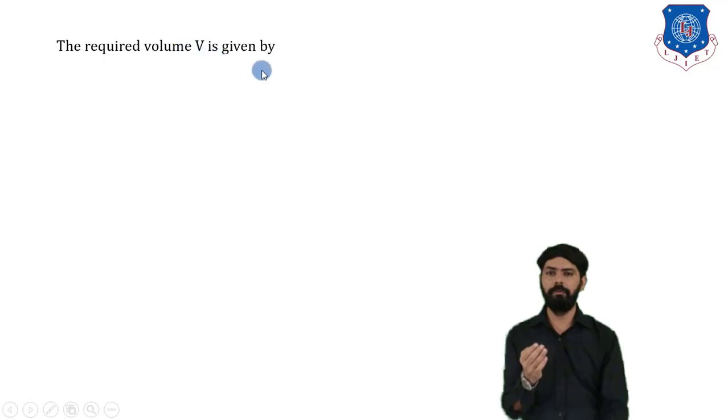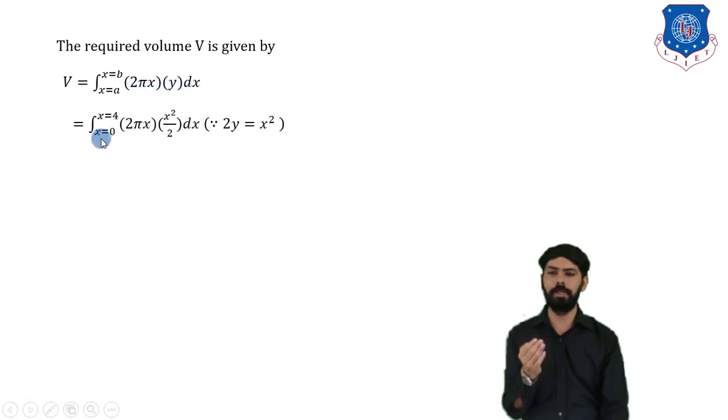Therefore the required volume V is given by V is equal to integration from x equal to A to x equal to B 2 pi x into y dx. So here limit of x will be x equal to 0 to x equal to 4. 2 pi x, and y is x square divided by 2 into dx, because 2y is equal to x square. So y is x square divided by 2. Now here, if we simplify this, then here 2 cancel out, and pi is constant, and x into x square will be x cube. So this will be pi integration from 0 to 4 x cube dx.